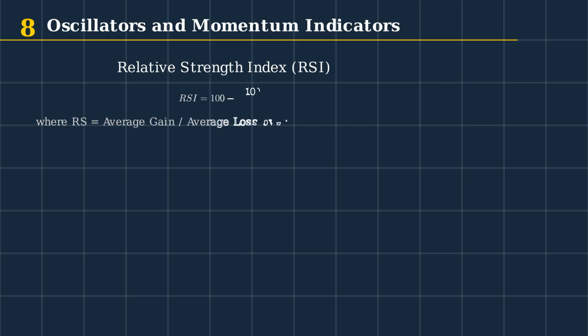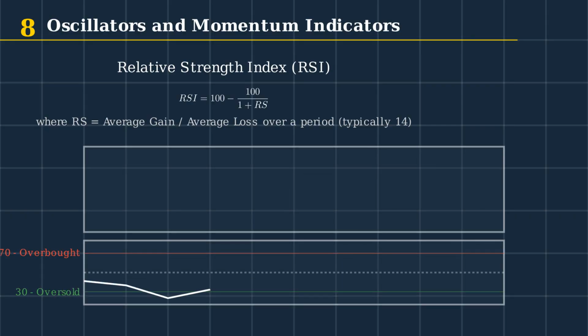The Relative Strength Index, or RSI, is one of the most popular momentum oscillators. It compares the average gain to the average loss over a specific period, typically 14 days, using the formula shown here. RSI oscillates between 0 and 100, with readings above 70 generally considered overbought and below 30 considered oversold.